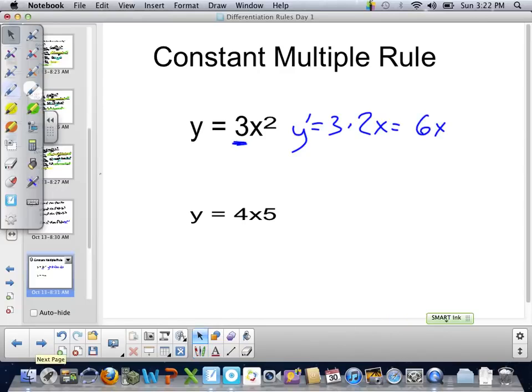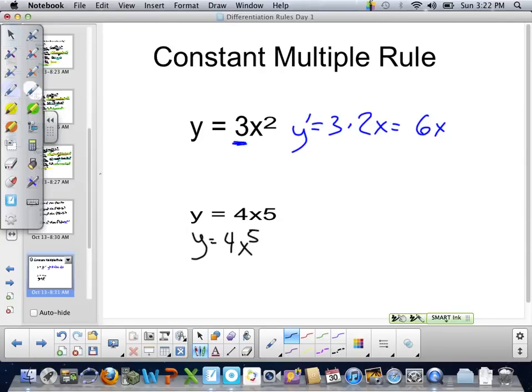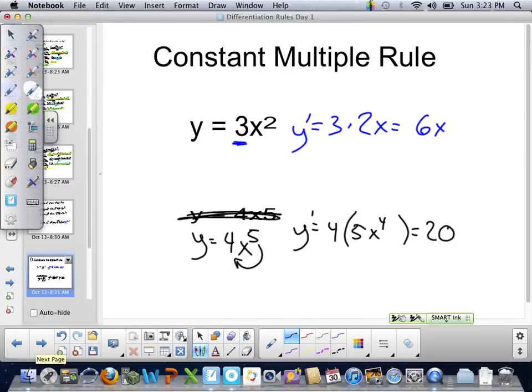Now this one didn't come out very well. This one's supposed to say 4x to the 5th. So the derivative here will take 4, y prime equals 4, and we'll multiply it by the derivative of x to the 5th. Well, the 5 will come out front, 5 times, and then the power will decrease by 1. So y prime equals 4 times 5x to the 4th, which we can simplify to 20x to the 4th.